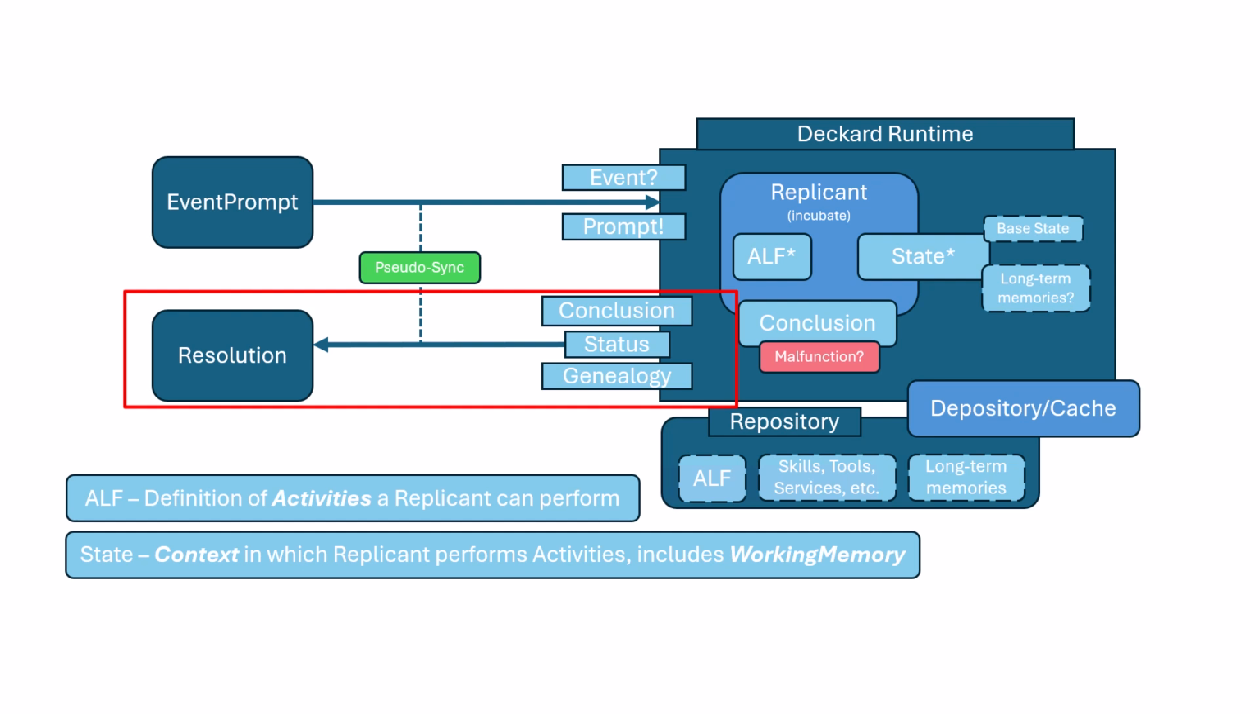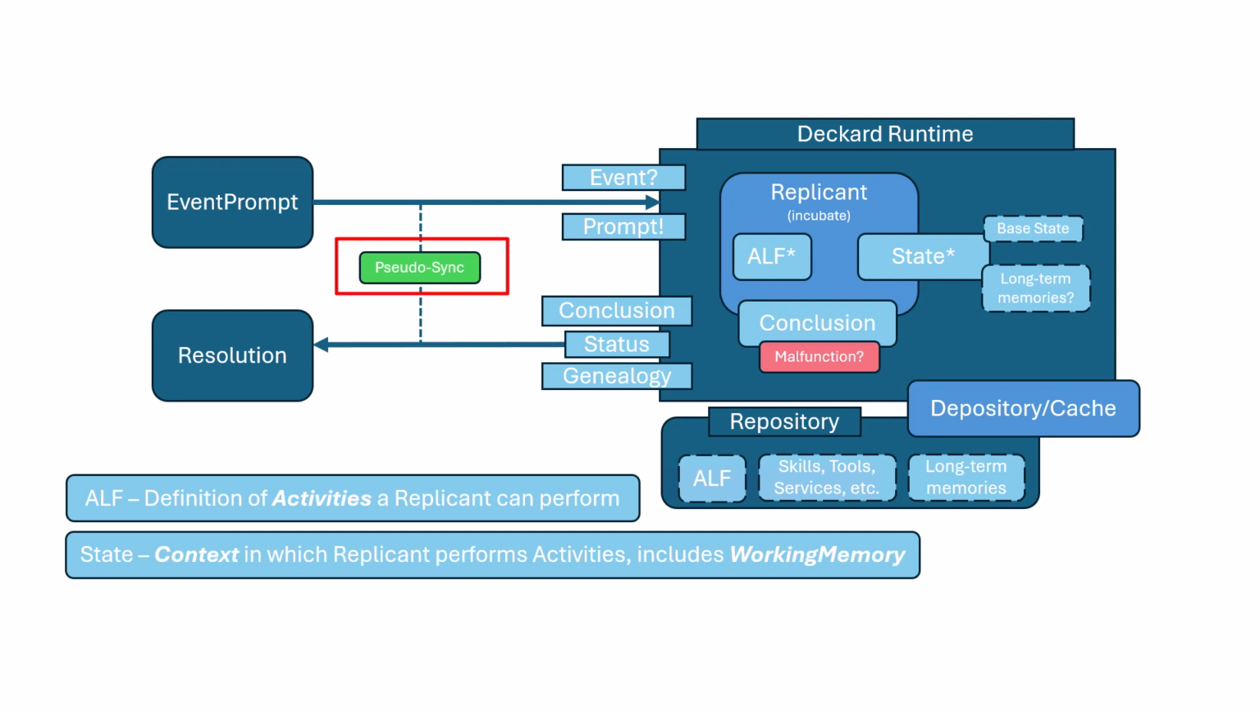And the way the system is set up is pseudo-async. And that'll make more sense as we look into actually running some code. But this was a high-level overview, and as we go into the next training video, we'll actually start looking at ALFs, the definitions of those, and looking at code and running an ALF or incubating a replicant.